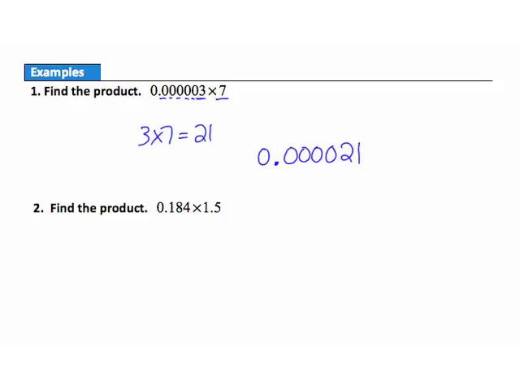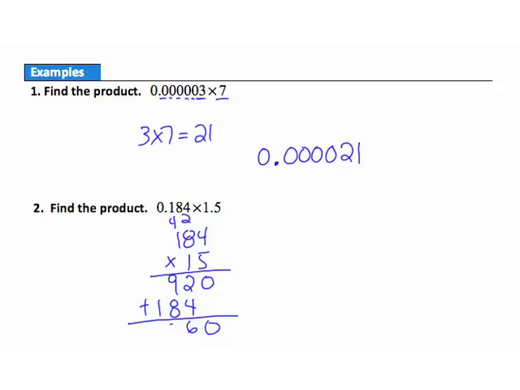Let's take a look at example 2. We're asked to find the product of these two decimal numbers. We're going to start by just multiplying the digits, and we're not going to worry about the decimals. So I'm going to go through and multiply by 5. 5 times 4 is 20. Write down the 0, carry the 2. 5 times 8 is 40, plus 2 is 42. Carry the 4. 5 times 1 is 5, plus that 4 is 9. Now we're going to go through and multiply by 1. That's just going to give us 4, 8, 1. Adding this up, we're going to get 0, 6, 17, carry the 1, 2, 7. So 2760. Those are going to be the digits involved here.